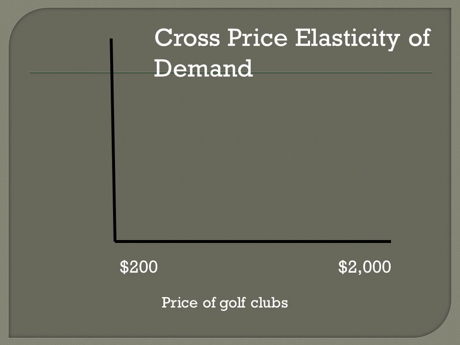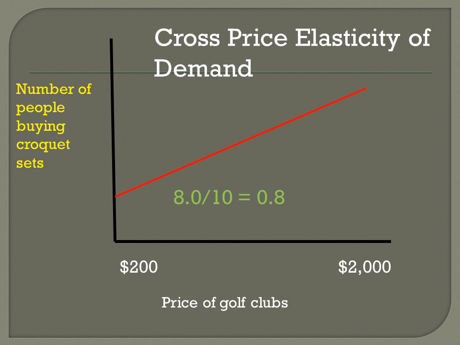Let's say that we want to look at the question of whether, when people stop buying golf clubs, they start playing the game of croquet. If the price of clubs goes up 10% and the demand for croquet sets goes up 8%, what's the cross-price elasticity? Well, again, it's the change in demand divided by the change in price, and in this case it's going to be a cross-price elasticity of 0.8, a positive number. The positive number shows that these products are not complementary, but are competitive.